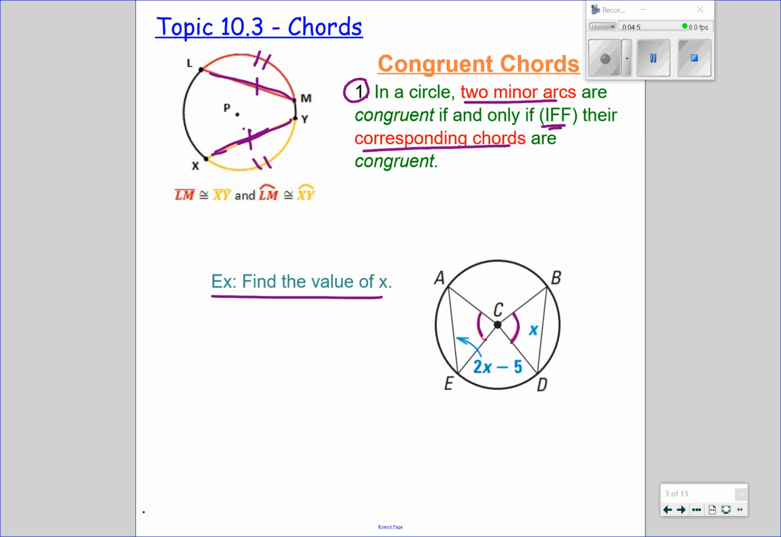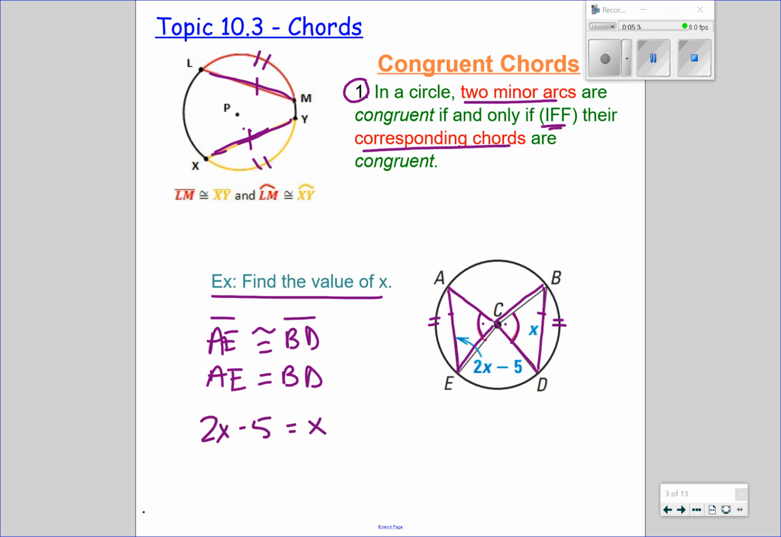These are located at the center, which means that they're central angles, and the arcs that they open up to will have the same measure. Well, if this angle equals this angle, and this arc equals this arc, that means that this chord equals this chord. So we can go ahead and say that AE is congruent to BD, or the distance between A and E equals the distance between B and D, and then we can simply say 2x minus 5 equals x.